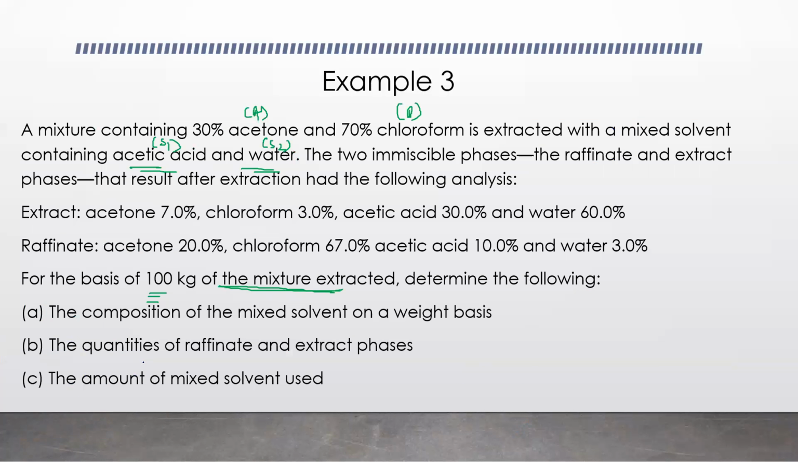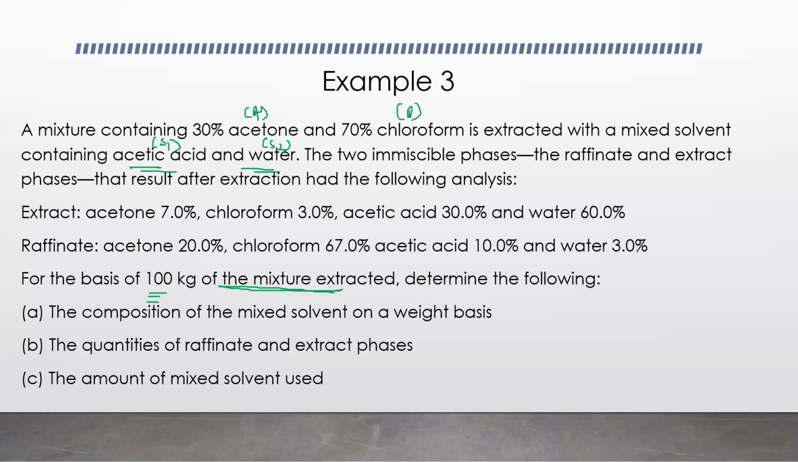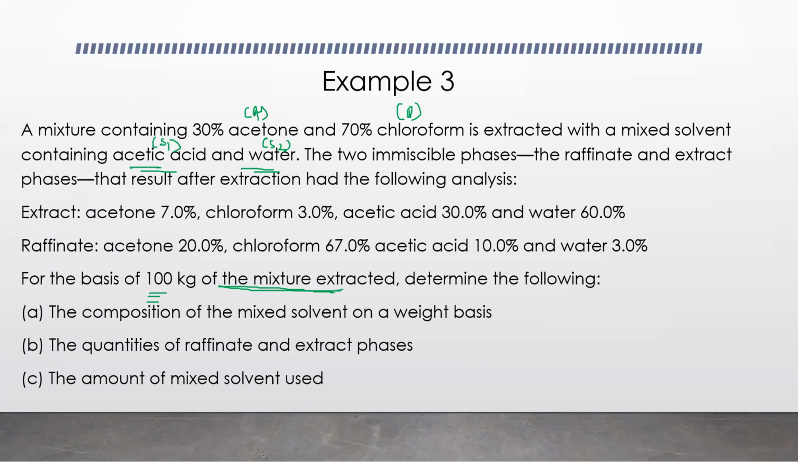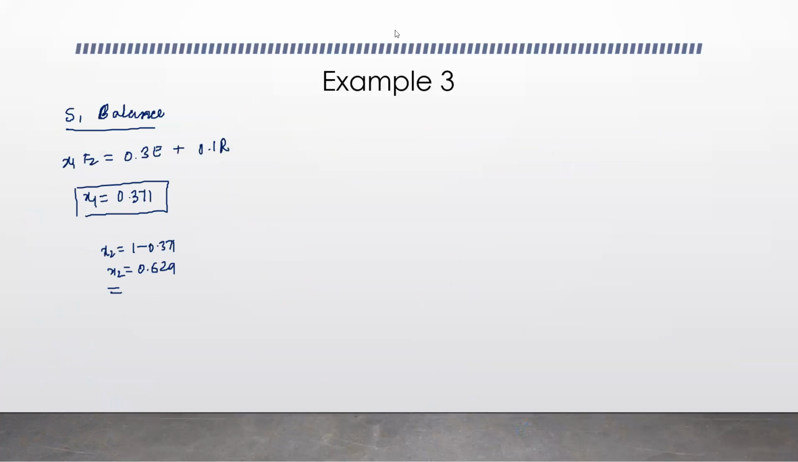Now let's go to the question and see what they have asked. The composition of the mixed solvent on weight basis: 37.1% acetic acid and 62.9% water. Next, they have asked the quantities of extract and raffinate phase, which we have calculated here. Extract phase is 149.144 kg and raffinate phase is 97.8 kg. And third, they are asking the amount of mixed solvent used. The amount of mixed solvent is F2, which we have calculated as 146.944 kg. So that's the end of this problem.